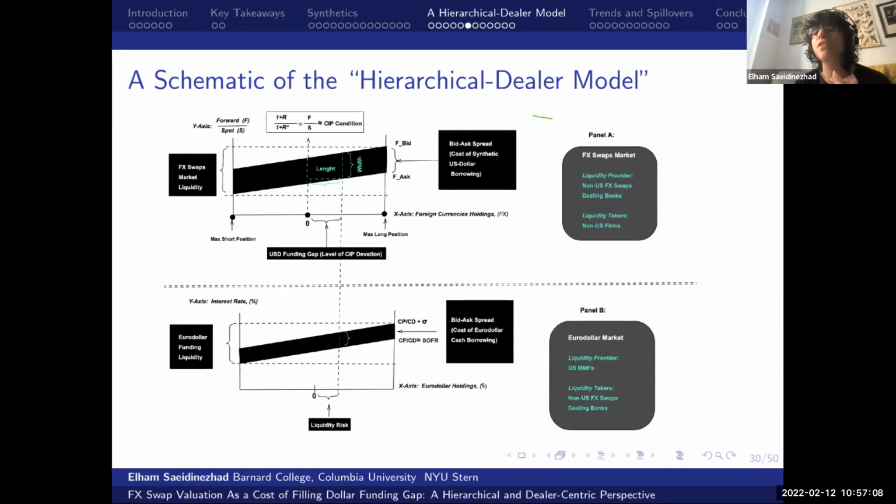This bid-ask spread captures the cost of market making. So the combination of these three elements generates the cost of FX swap, and therefore the cost of offshore US dollar funding, synthetically or indirectly. But there are two more things that I want to say before finishing the presentation.